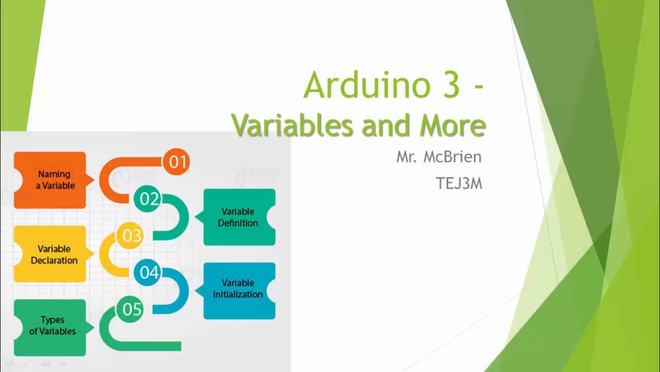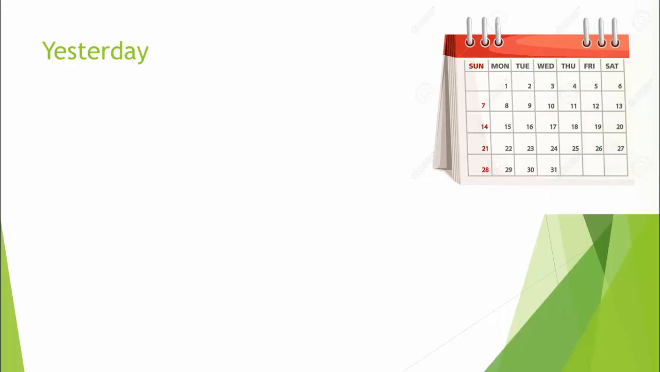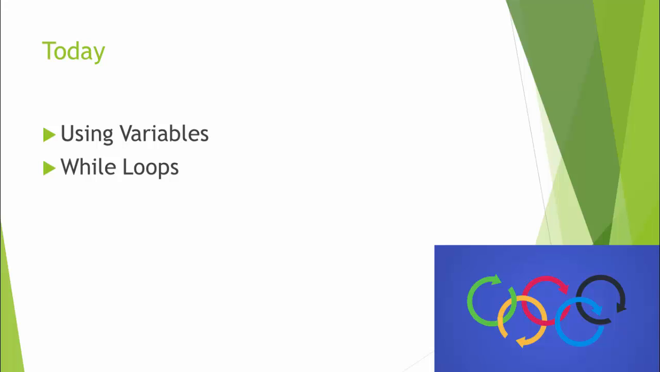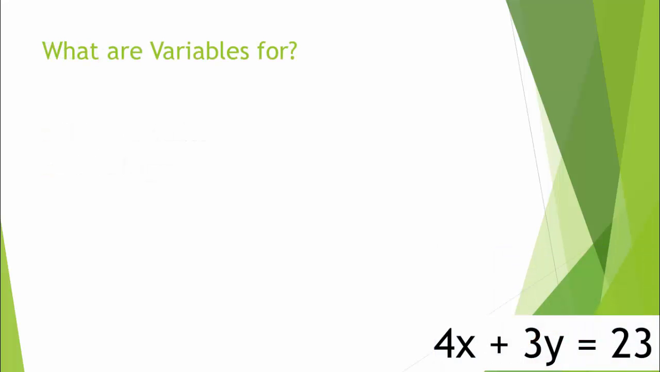I'm Mr. McBrien. This is TEJ3M, Arduino 3, variables, and more. Yesterday we talked about the serial monitor and connecting the Arduino up to our breadboards to output electrical signals. Today we're going to talk about using variables, and then we're going to apply those ideas of variables to creating a different kind of loop from what we were talking about yesterday.